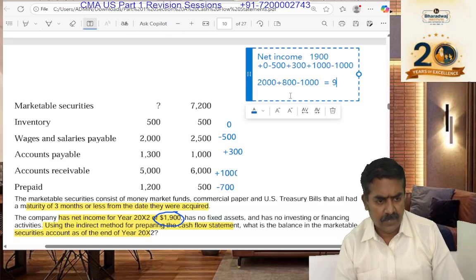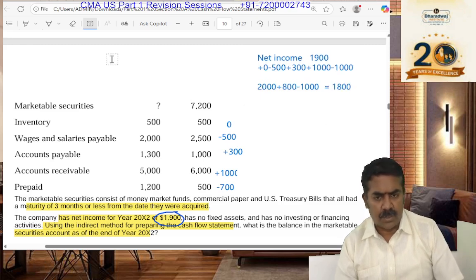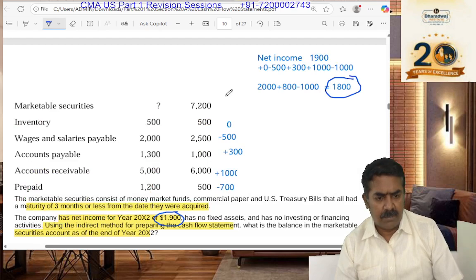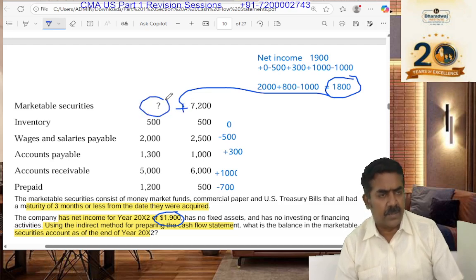9,000. Okay. 800 minus 1,000, so 1,800. Clear? So 7,000 plus 1,800, how much will it give us? 9,000. The balance in cash is 1,800. The 7,200 opening balance plus 1,800 will give us the year-end marketable security.